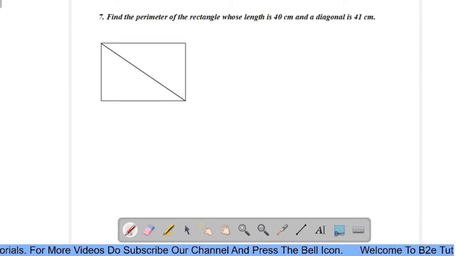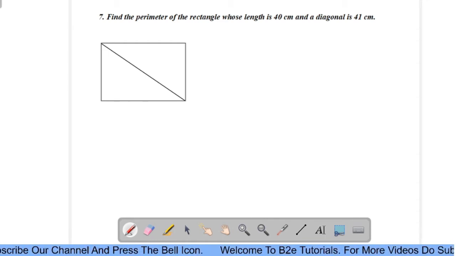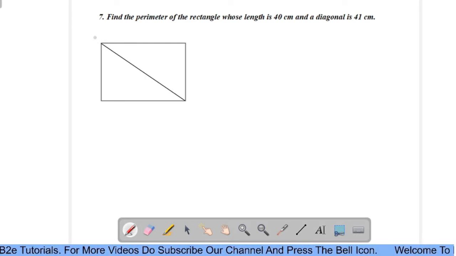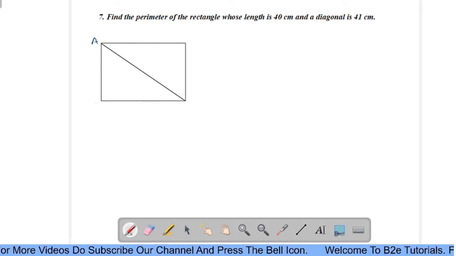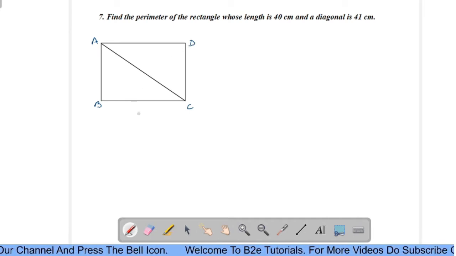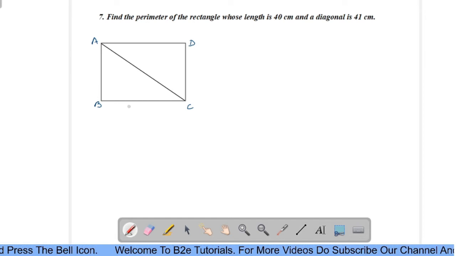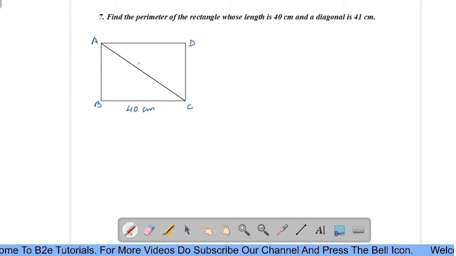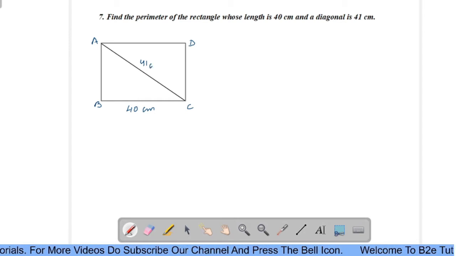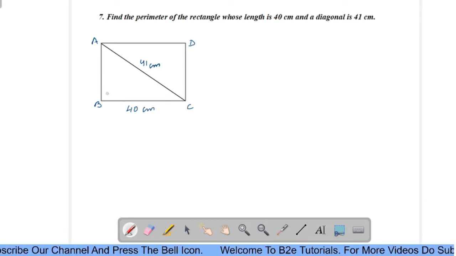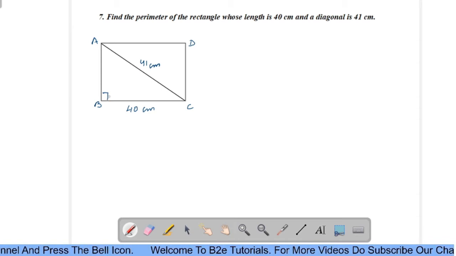Question number 7. Find the perimeter of a rectangle whose length is 40 cm and the diagonal is 41 cm. Rectangle. Name it as A, B, C and D. Here one side is 40 cm. Let us take this as 40 cm length and diagonal is 41 cm. Here to find out breadth.